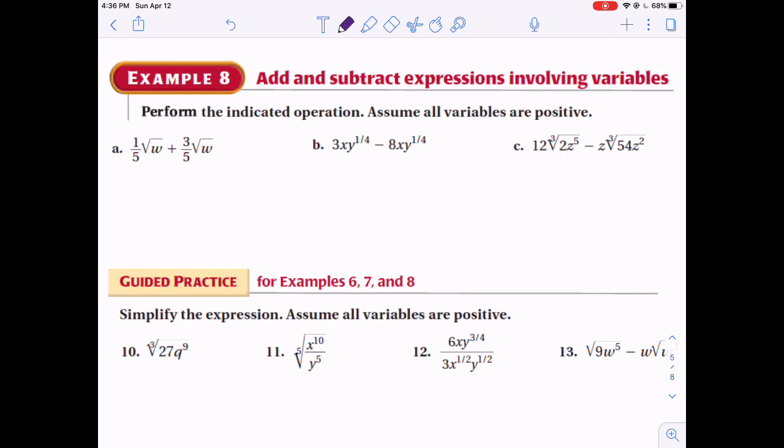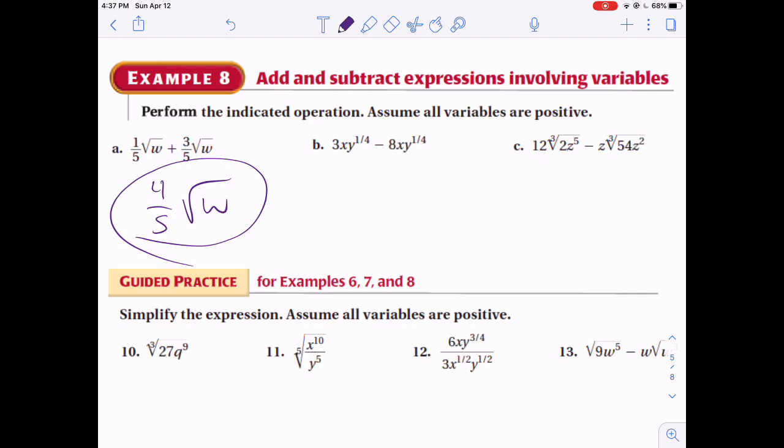And sometimes you don't need to do that. Look at these first two. First one's a radical, square root of w, square root of w. Well, right there, you've got like terms. So you just have to add the coefficients. And 1/5 plus 3/5, well, they've got a common denominator. So when you add them up, it's just going to be 4/5 square root of w.